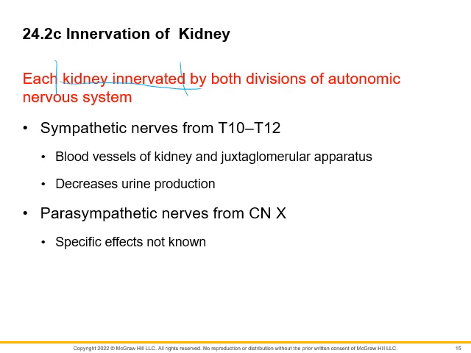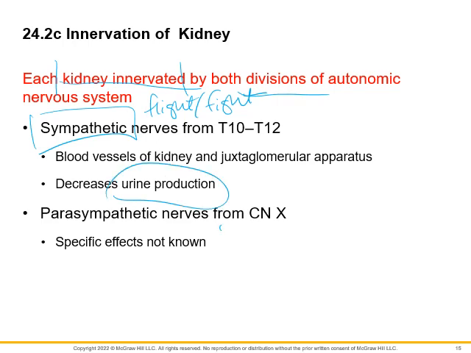Each kidney is innervated by both divisions of the autonomic nervous system. Sympathetic nerves, hopefully we still remember fight or flight. This is going to decrease urine production. We're really kind of still unsure about what the vagus nerve tells via the parasympathetic pathway, so we don't really know.